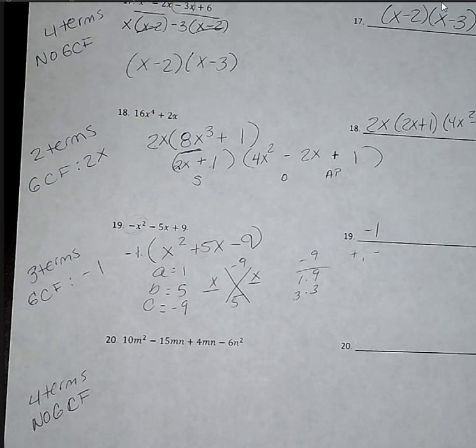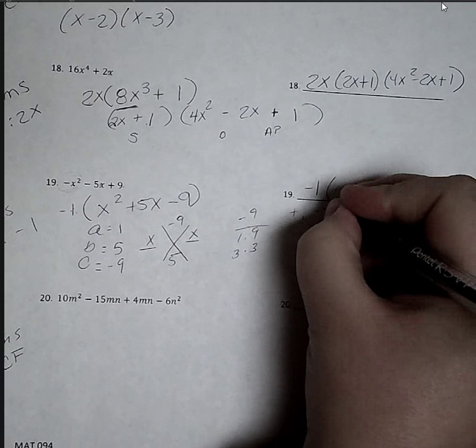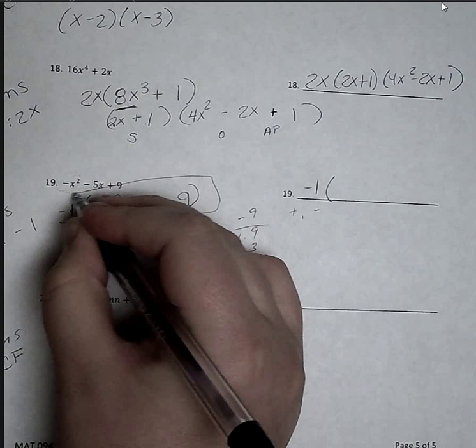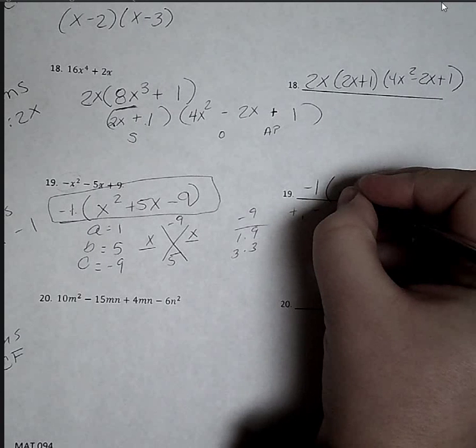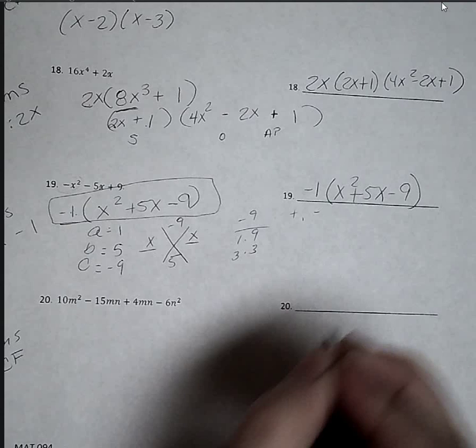But it's not prime. It is only prime if you can't factor it by the number of terms and you don't have a GCF. But on 19 you do. You have a GCF of negative 1. So your answer is going to be that right there. That is your final answer.